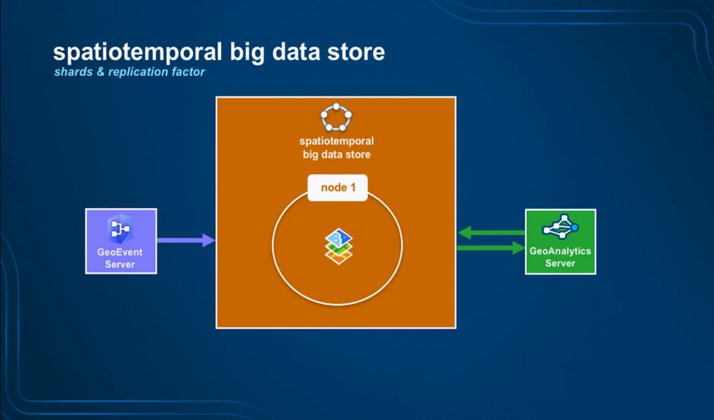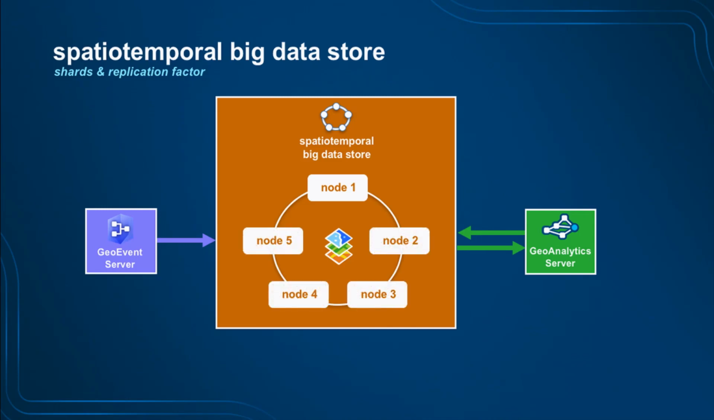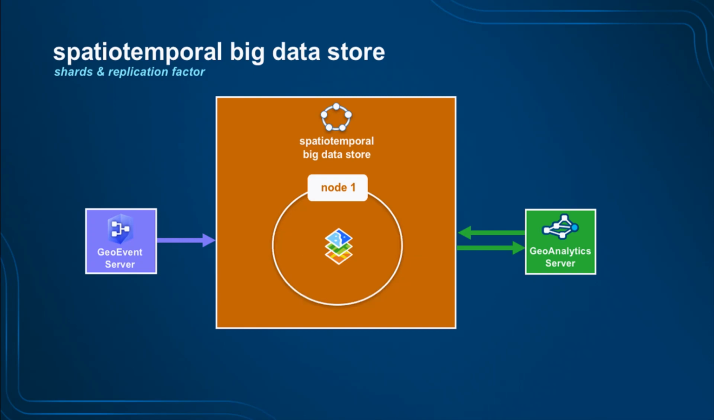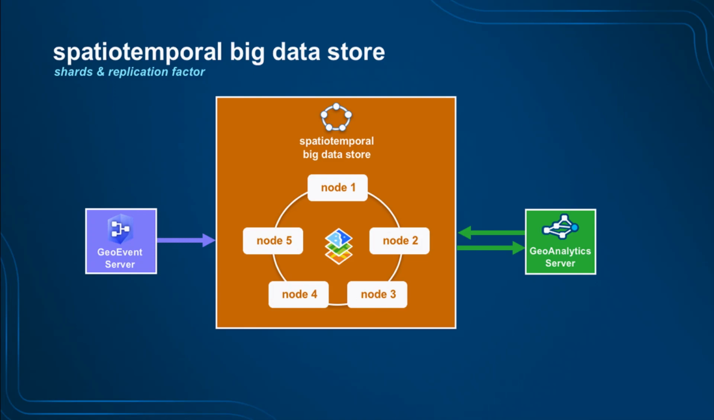So when GeoEvent writes data into the big data store, if we had a 1 node solution, we would obviously just be writing all the data to that 1 node. But if we have multiple nodes, it's a distributed database. And so we're not writing all of the data to all the nodes. We're writing part of the data to part of the nodes. And we're replicating the data across other nodes so that we can have good availability of the data.